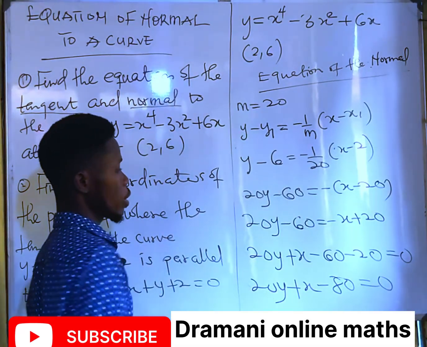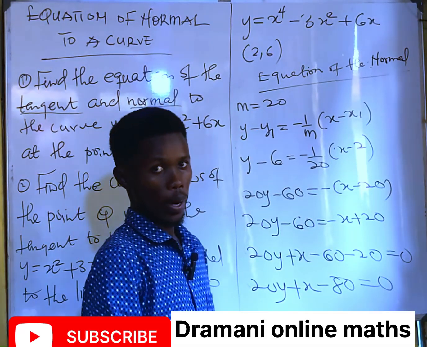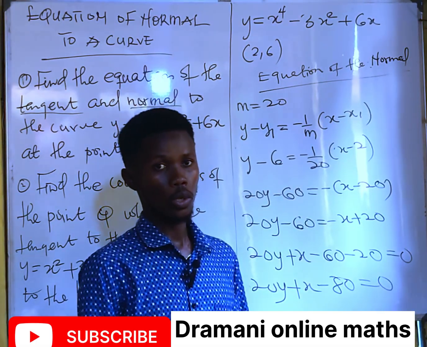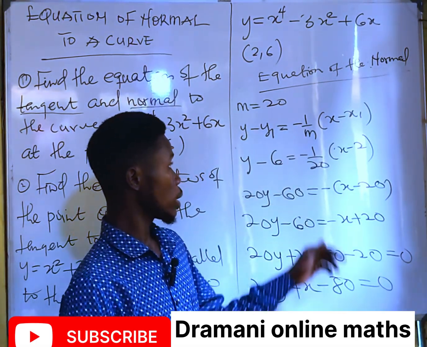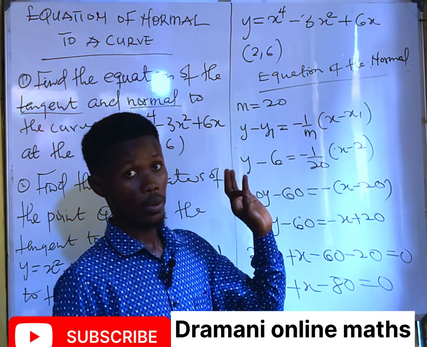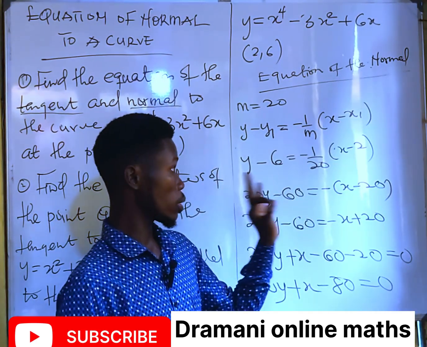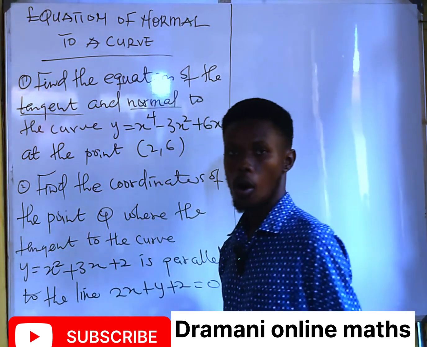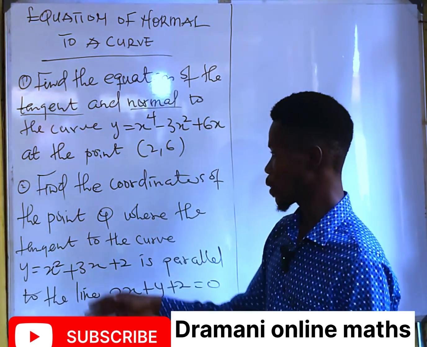So this one becomes the equation of the normal. Is that okay? So this is the equation of the normal. And the first one we did was equation of what? The tangent. So for the normal, we take the negative reciprocal of the gradient. It is very, very important to know that. Is that okay? Good. So now let's look at the second example.